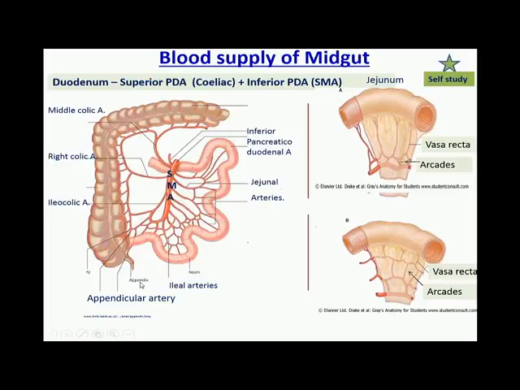Moving on to the blood supply. Again, I'm not going to do this, so you can study the blood supply. Okay. So it is the study of the superior mesenteric artery and its branches. I hope you can do that.